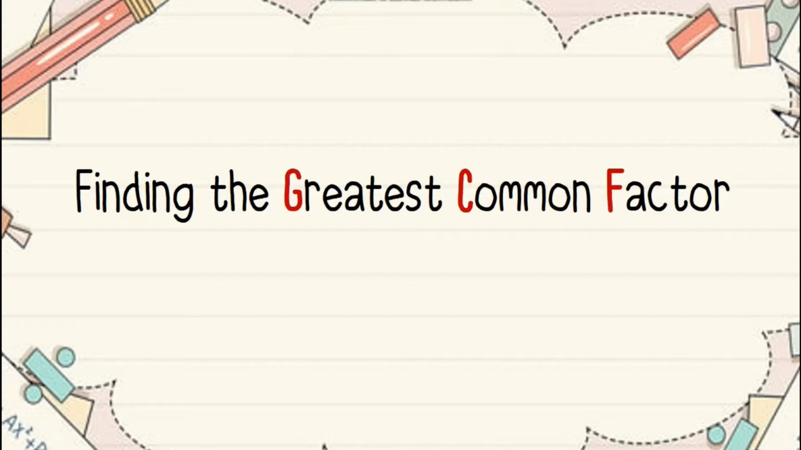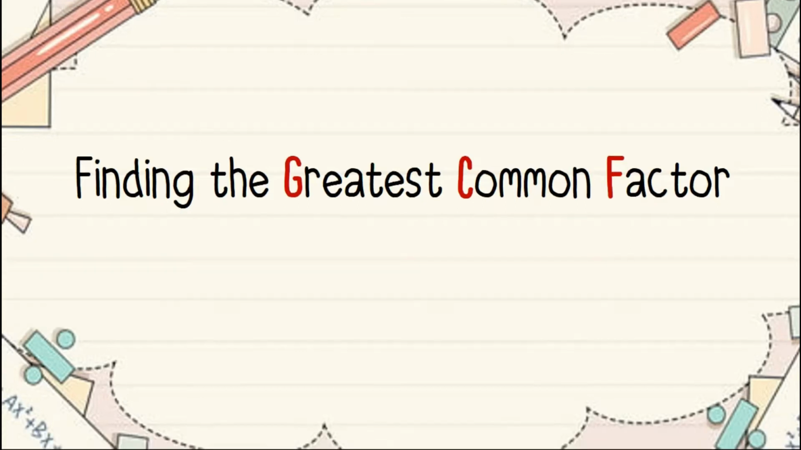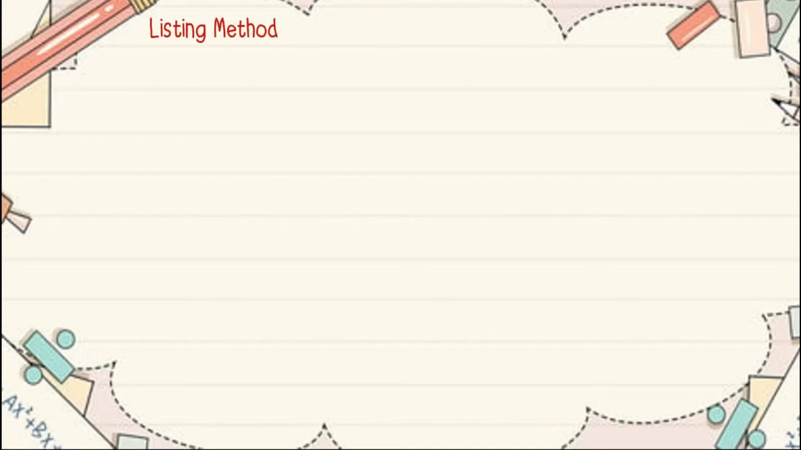And in finding the GCF, we have three methods. The first method is the listing method. So how are we going to do this? We're going to list down the factors of the given numbers. For example, let's find the GCF of 8 and 12.